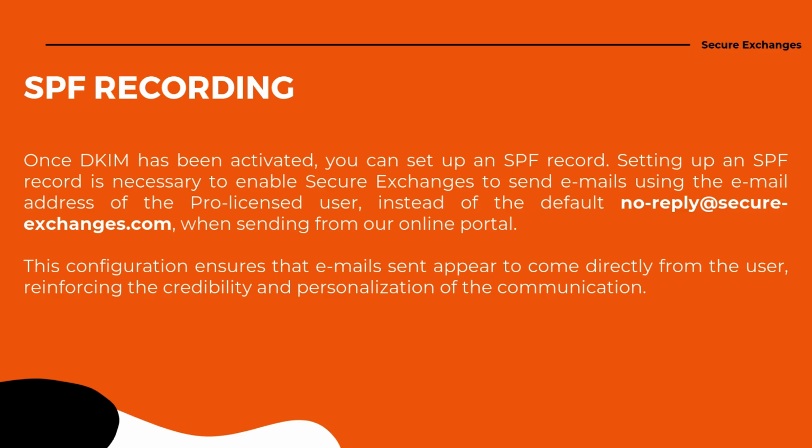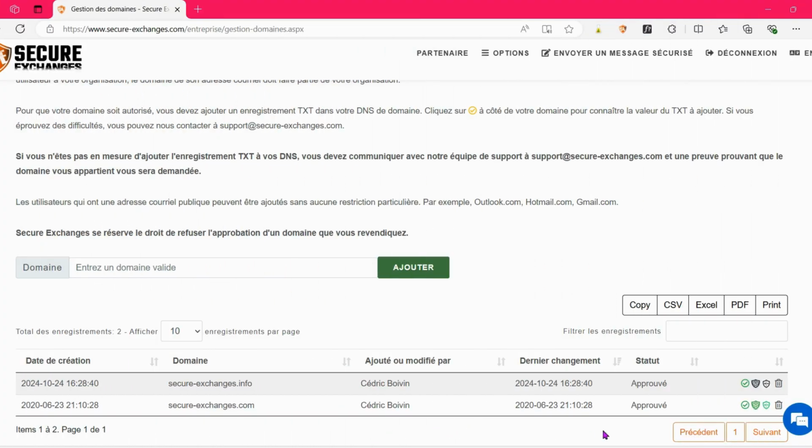Setting up an SPF record is necessary to enable Secure Exchanges to send emails using the email address of the pro-licensed user, instead of the default no-reply at secure-exchanges.com, when sending from our online portal. This configuration ensures that emails sent appear to come directly from the user, reinforcing the credibility and personalization of the communication. To do this, click on the second available icon, then follow the steps shown in the window displayed.